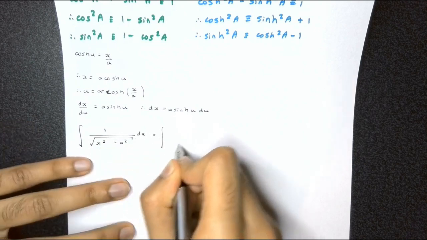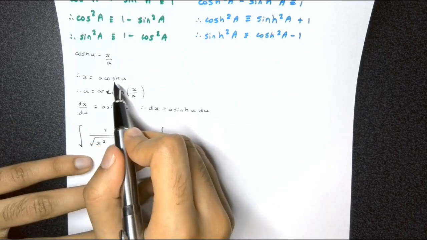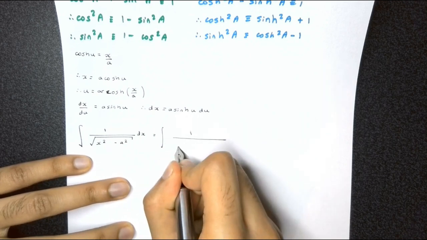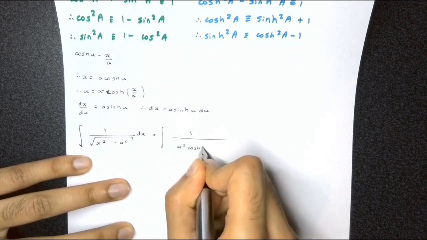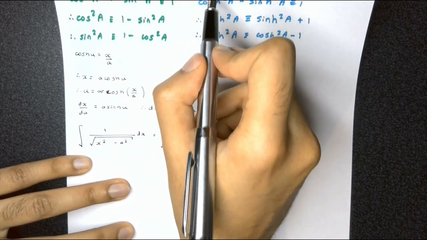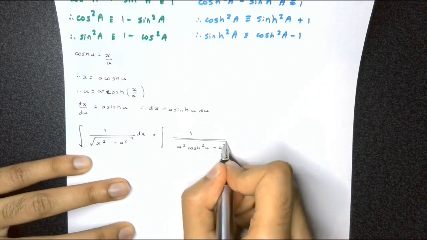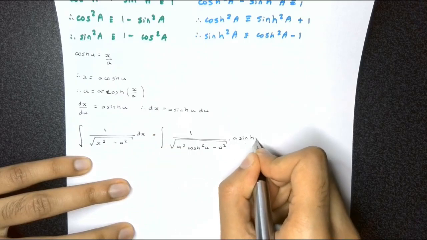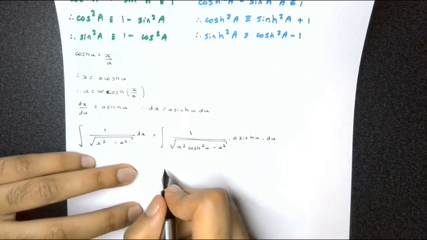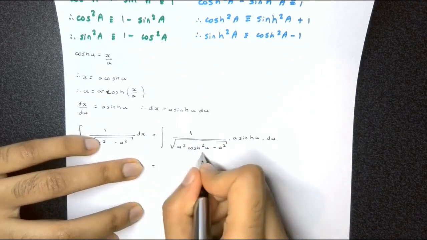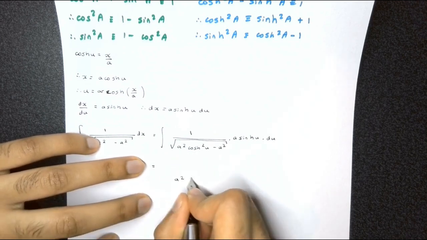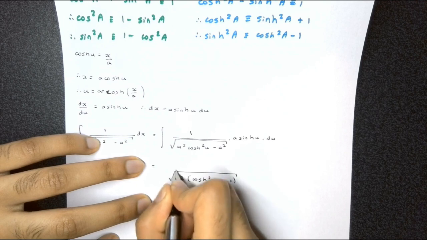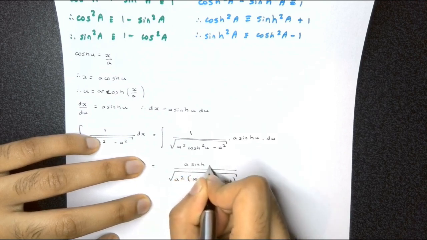This is equal to the integral of, well, x squared, that's going to be a squared hyperbolic cos squared of u. So we've got 1 over the square root of a squared hyperbolic cos squared of u minus this a squared, and we multiply by dx, which we just said is a times by hyperbolic sine of u du. So if we factorize out the a squared on the bottom, we've got a squared lots of hyperbolic cos squared u minus 1 square rooted. On the top we've got a times by hyperbolic sine of u du.